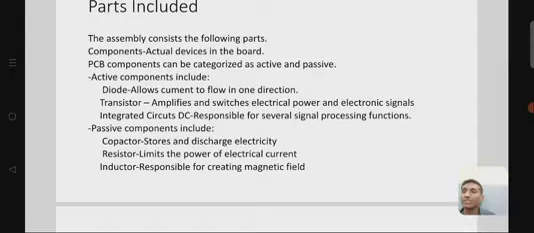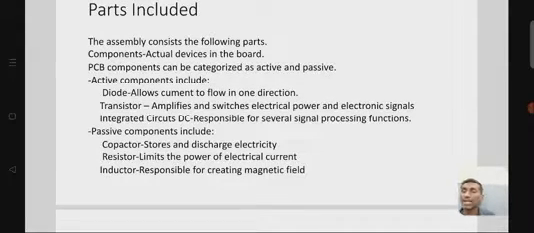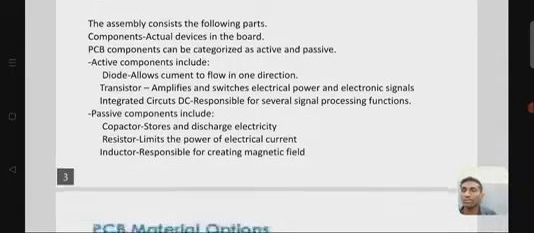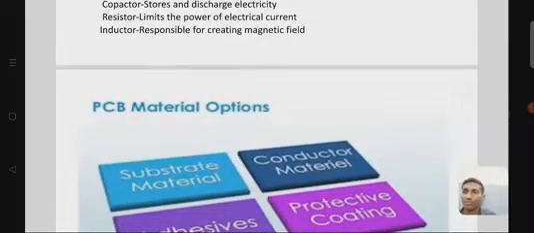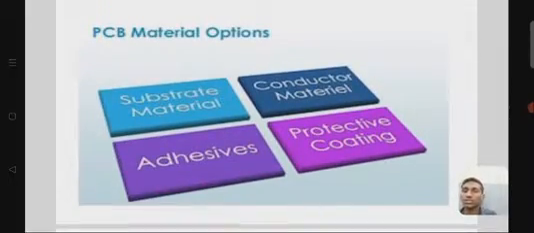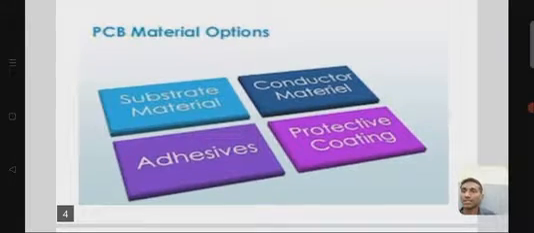Every component on a PCB has a defined job to do, which together gives us the required or customized product for the appliances. You can see four materials used in PCB design: substrate material, conductor material, adhesive materials, and protective coating.